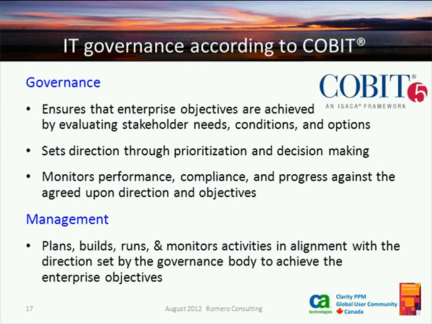So let's look at their definition of governance. Ensuring that enterprise objectives are achieved, evaluating stakeholder needs, conditions, and options. And that basic stakeholder, you could replace that with anyone that's a stakeholder within an enterprise. Then setting direction through prioritization and decision-making, and that gets to the heart of governance. It's about decision-making. We'll talk more about that. And then monitoring performance, compliance, and progress against those agreed-upon direction and objectives.